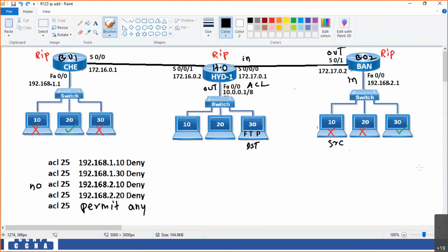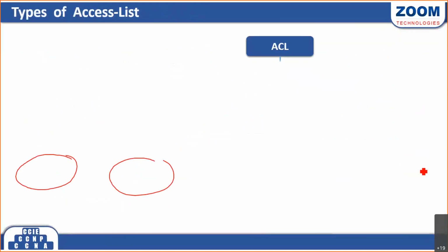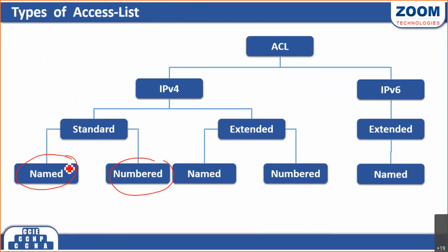Removing a specific statement is possible in a named ACL. In a named ACL, it is possible. So that is the difference between named and numbered. In numbered, we cannot remove a specific statement. In named, it can be removed, actually. Right? The next point is, what is a standard ACL and an extended ACL? Let me discuss clearly. Standard and extended ACL.